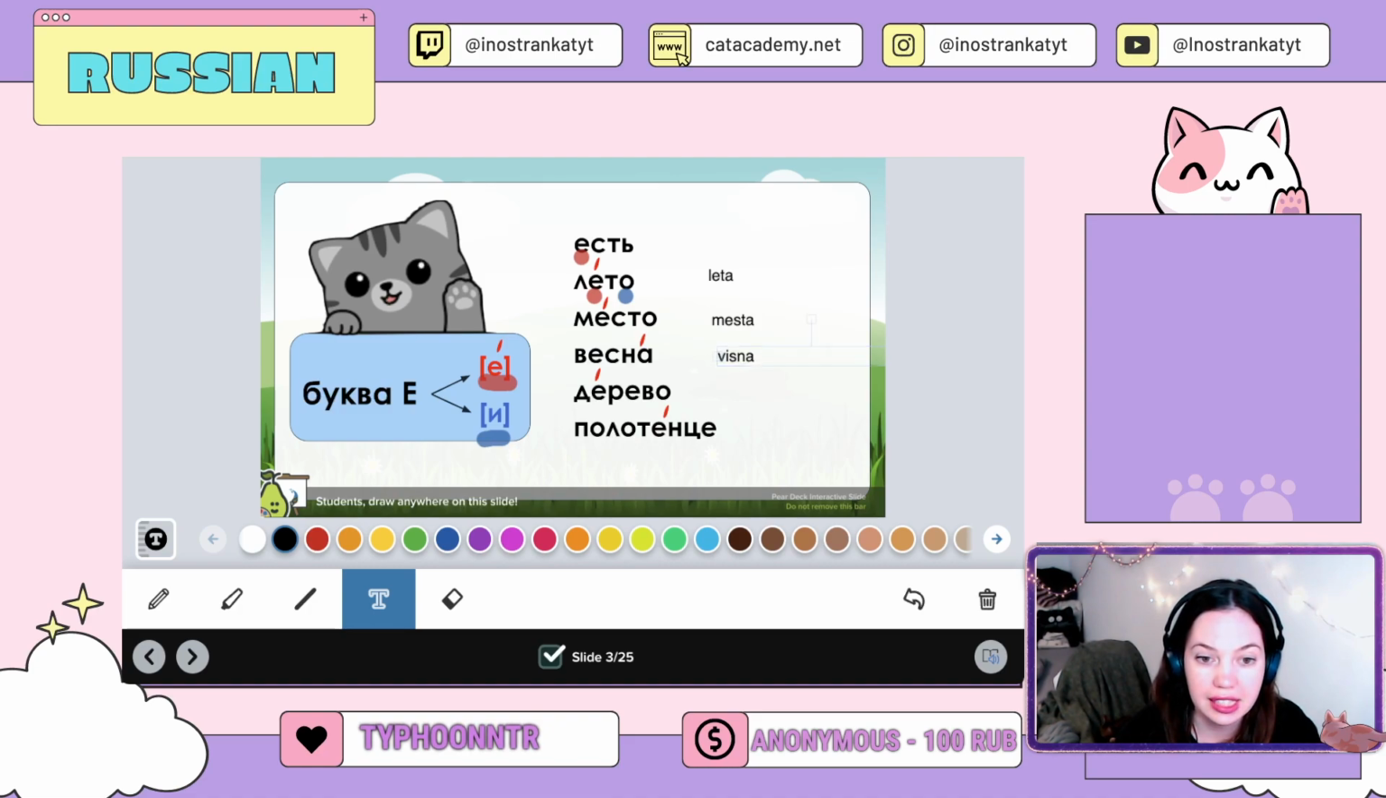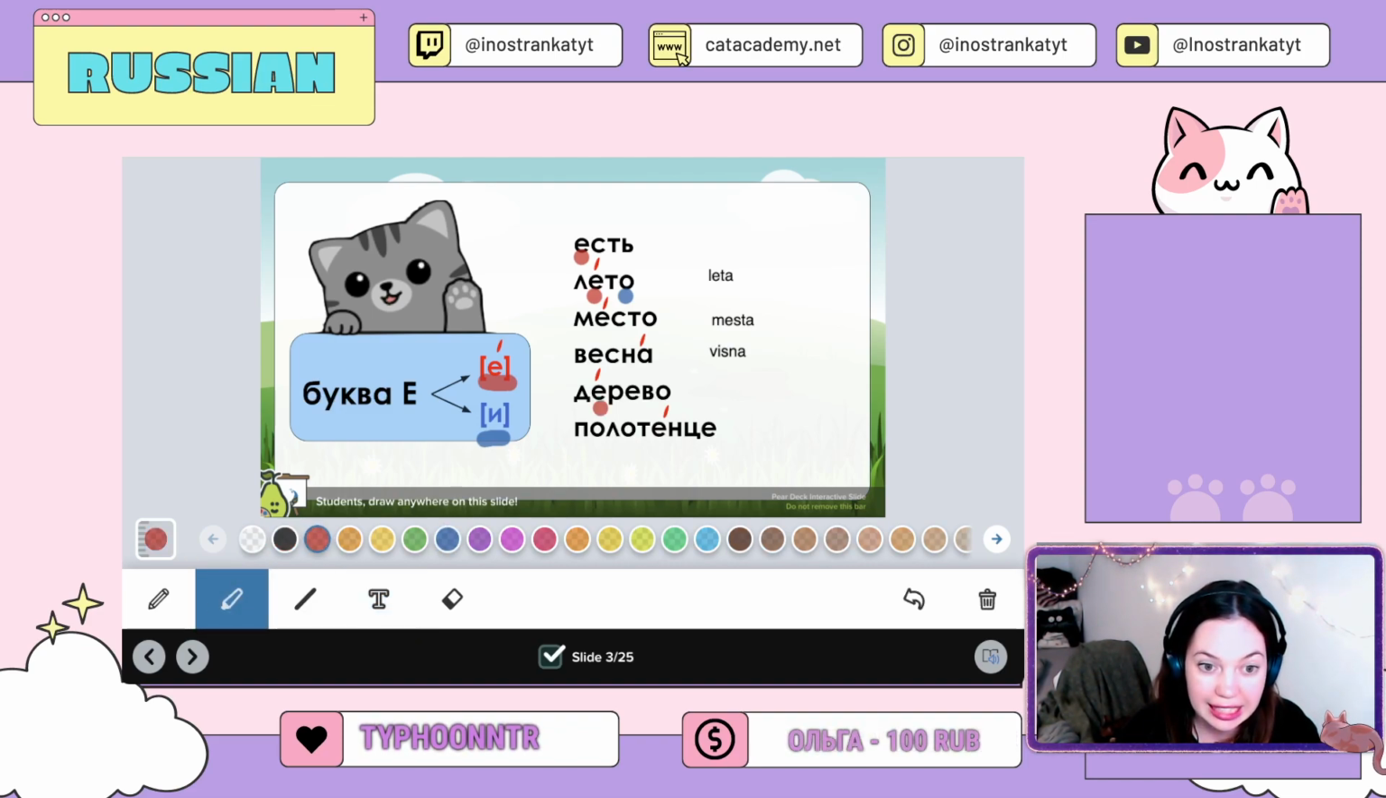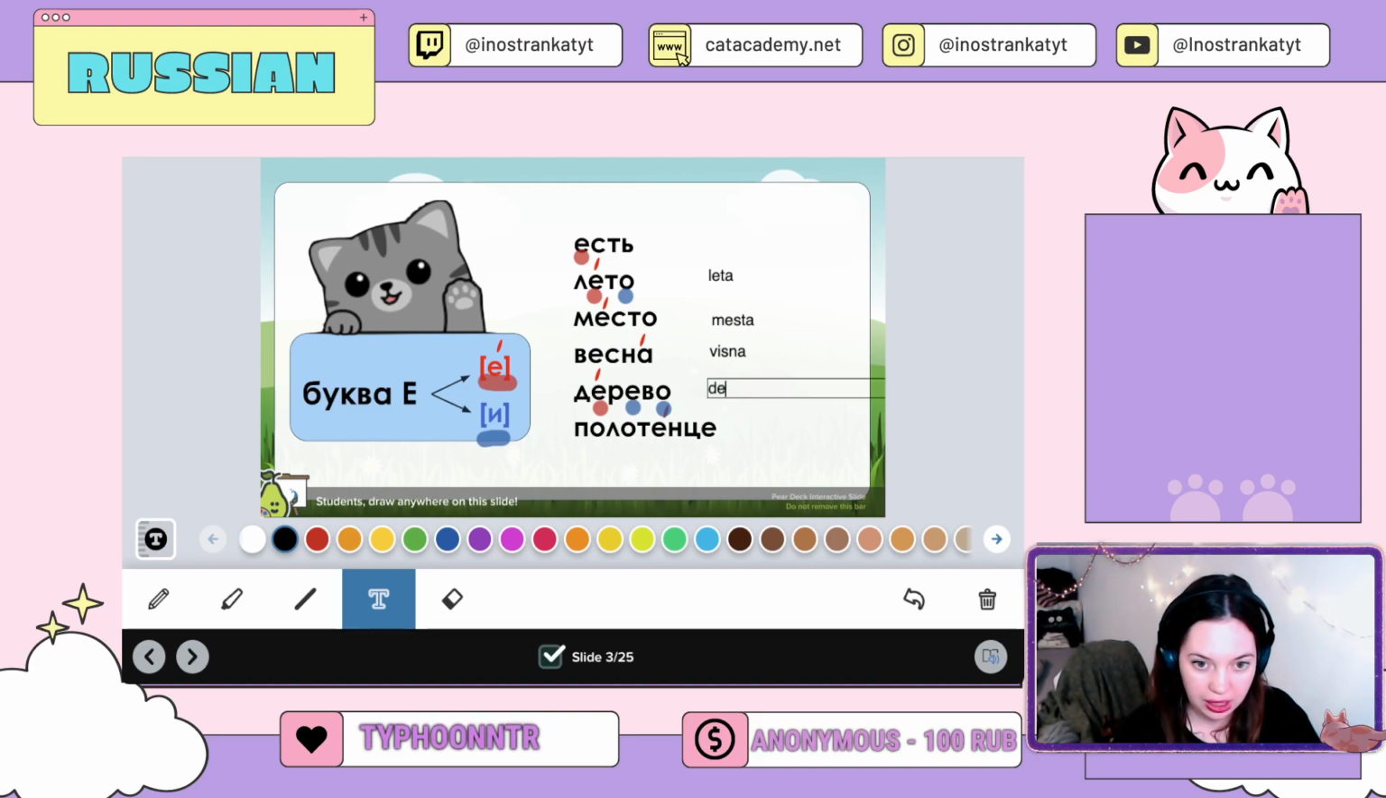Весна. Next word is дерево. That is a tree. Stress falls on the first syllable, so the first syllable we must pronounce as it is, де. But the next one, ре, is not stressed, so we can change it into E. And во, also not stressed, we can change it into A. So it will be дерево. And the final one is полотенце, a towel.